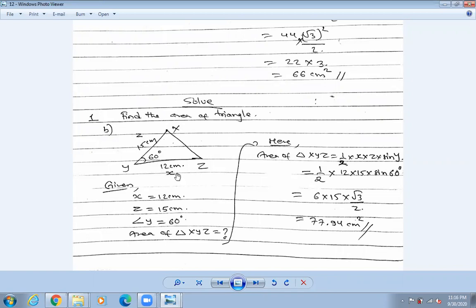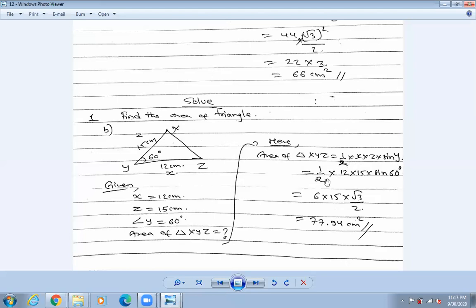So small x is 12 centimeter. Small z is 15 centimeter. And angle is always represented by capital. So capital Y is equal to 60 degree. Find the area of triangle. What is the formula for area of triangle? If two sides and one angle is given, it becomes half into the sides' names, half into x into z into sine y.